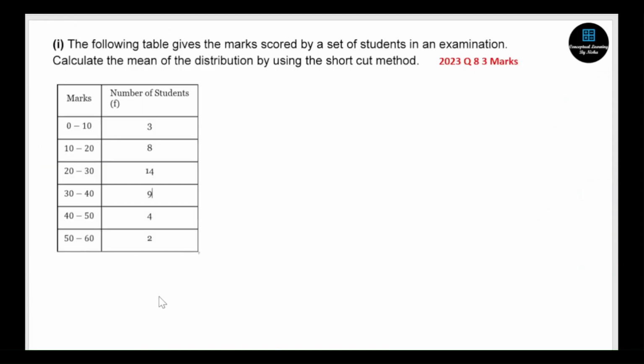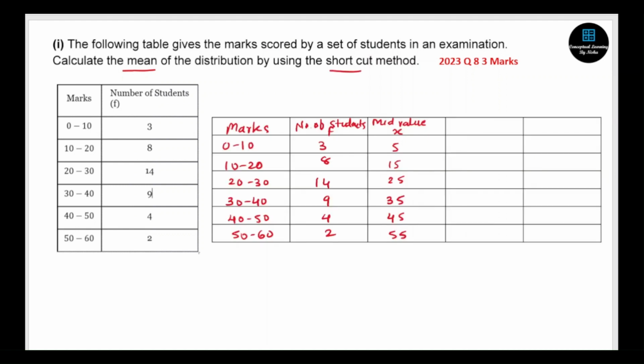Now the frequency distribution is given for the marks and the number of students, and we have to find the mean of the distribution using the shortcut method. We have prepared this table: marks, number of students, then mean value. Now we'll write the assumed mean. So we'll take this as assumed mean A, and then I'll find the value of D.